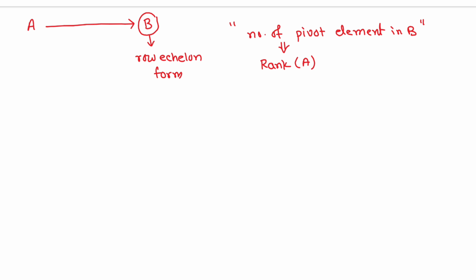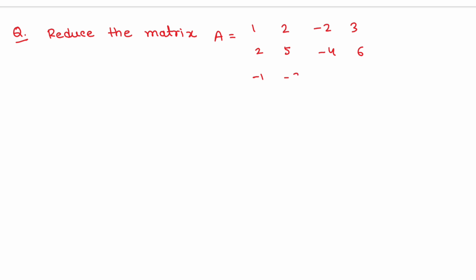Clear? Let's take an example question. Reduce the matrix A is equal to [1 2 -2 3; 2 5 -4 6; -1 -3 2 -2; 2 4 -1 6].